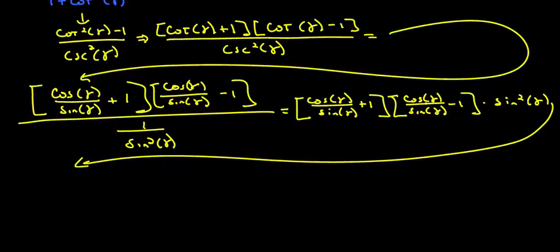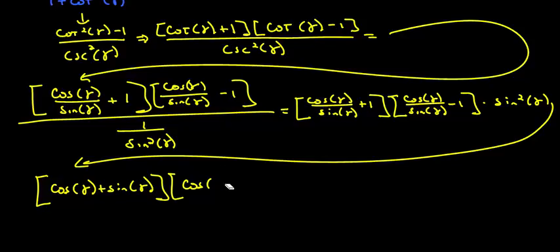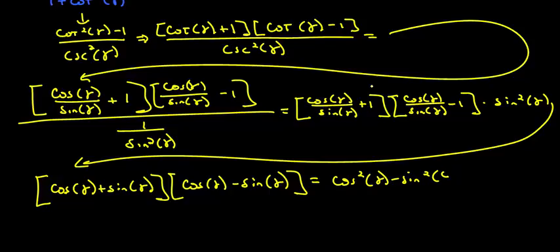So I'm going to do, because I've got 2 of them here, right? And this is all multiplication, and multiplication is commutative. So I'm going to go like this. Cosine gamma plus sine gamma. Yeah, I think that's going to get me where I want to go. Cosine gamma minus sine gamma. And then that is going to give me cosine squared gamma minus sine squared gamma.